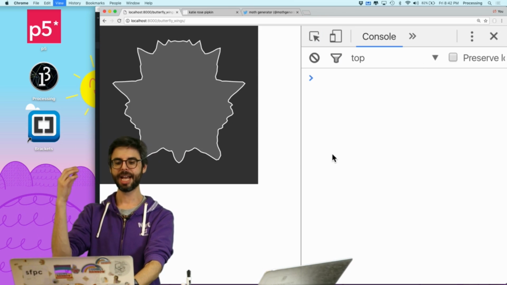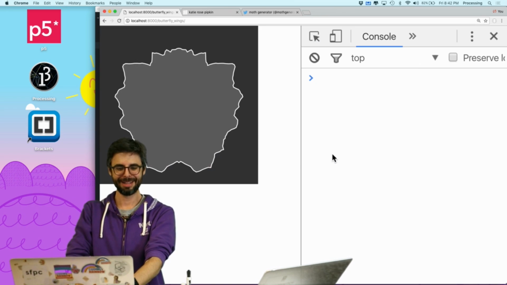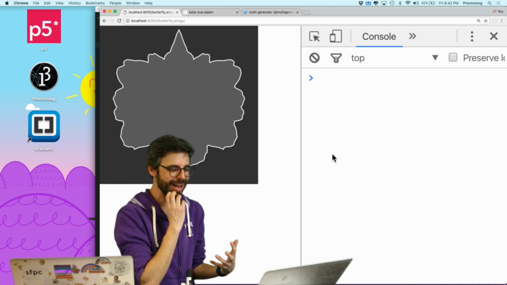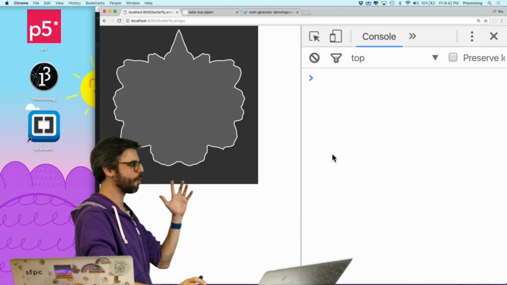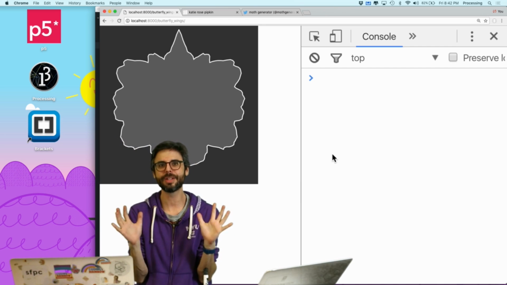I can refresh it, and I can get a whole bunch of different ones. I don't know if I've really made moth wings. I've kind of made, and I really would need to think about how to make this more moth-like. Now, I have a kind of suspicion here that something might be useful to try.